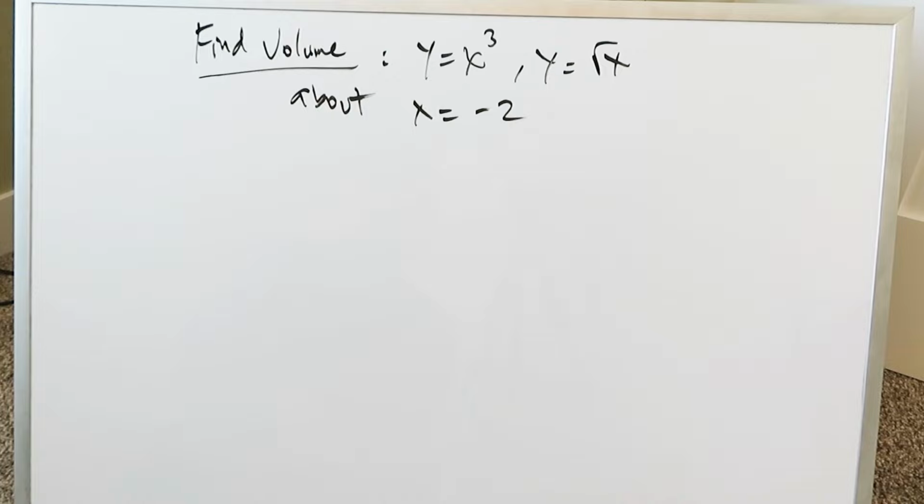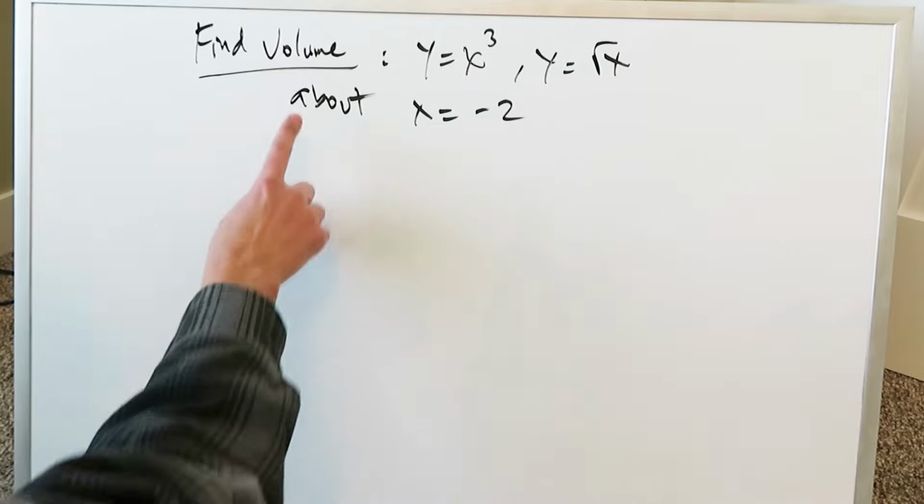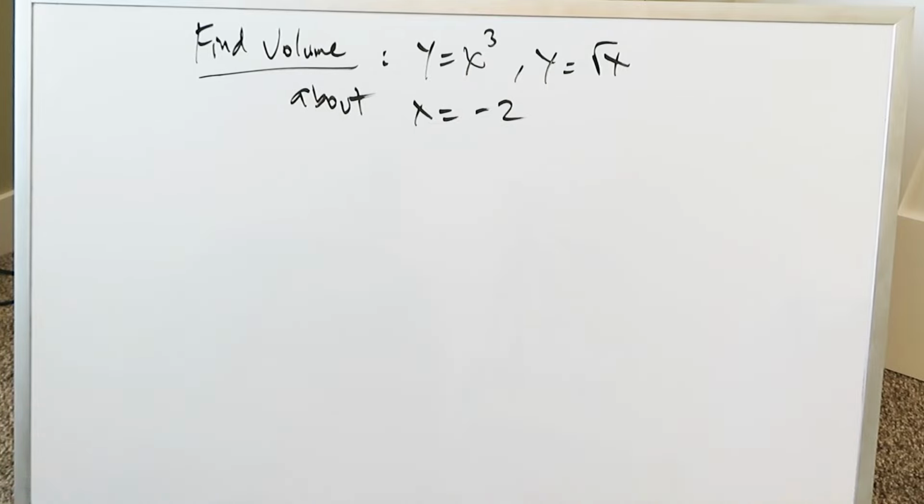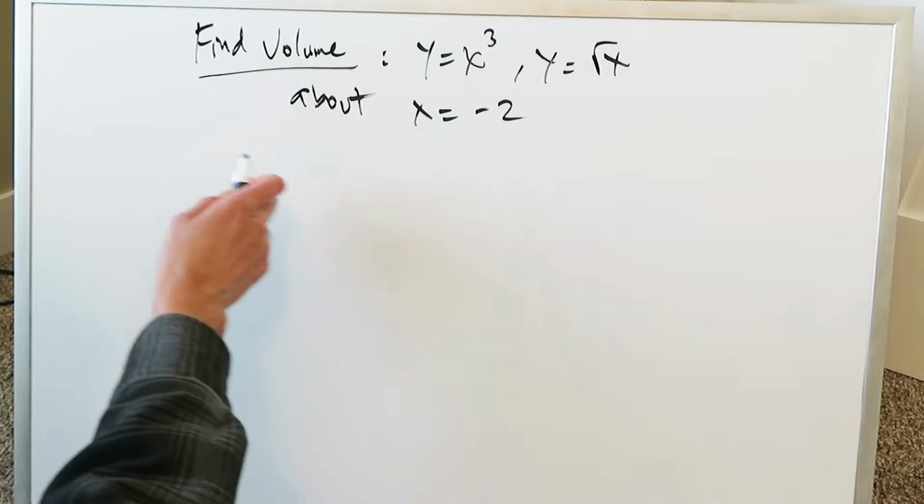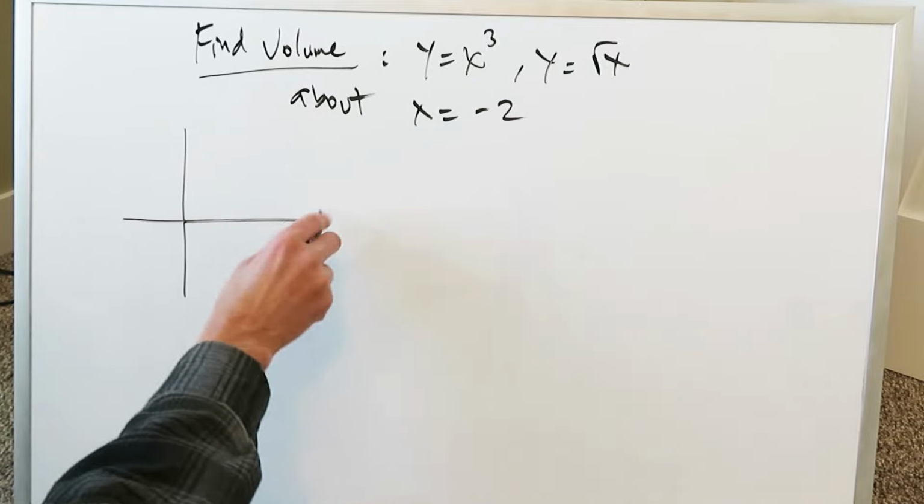For a set of curves which undergoes dynamic rotational movement, we have y equals x cubed, we have y equals root x, about x equals minus 2, which you know is a vertical line of axis or vertical line of rotation. When you're looking at this, it's not too hard.